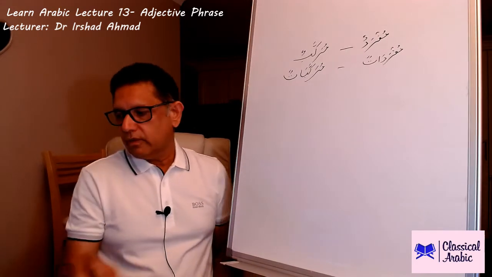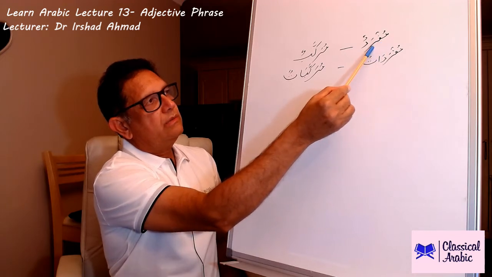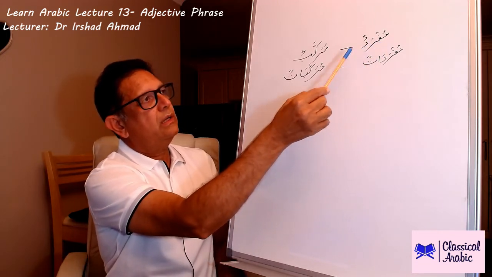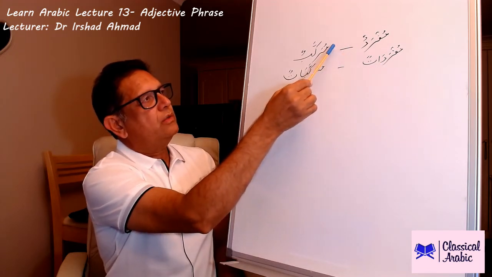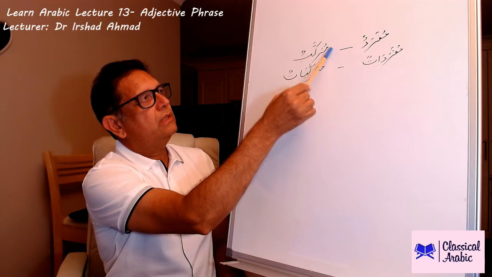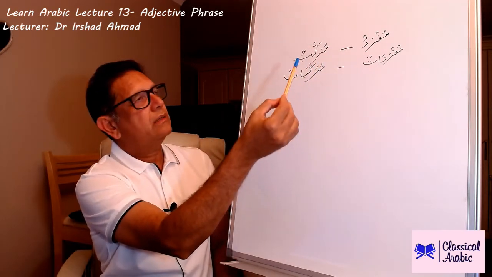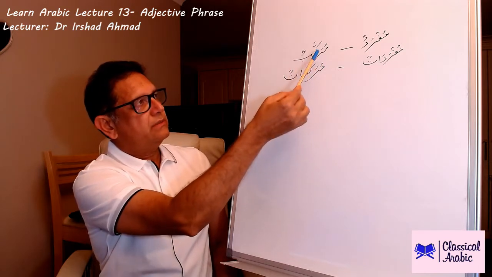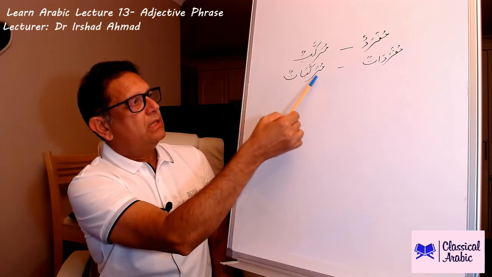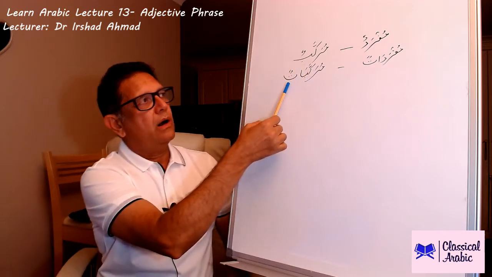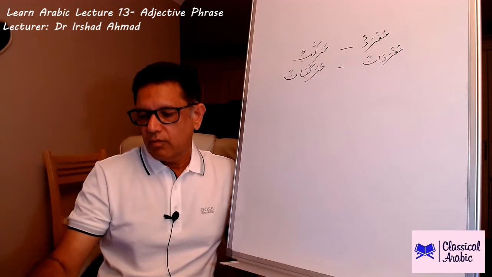So up till now we have been talking about single words, which is mufrad, and its plural is mufradat. Now we are going to move on from mufrad to a combination of words, a compilation of words to make phrases and sentences, which is called murakkab. We have already talked about what murakkab is, and the plural is murakkabat. So from mufradat we are going to move on to murakkabat.